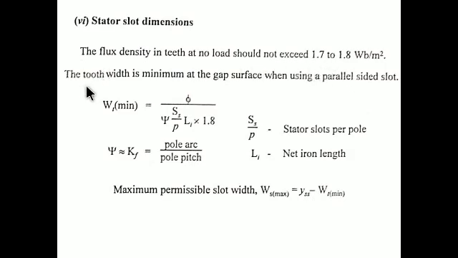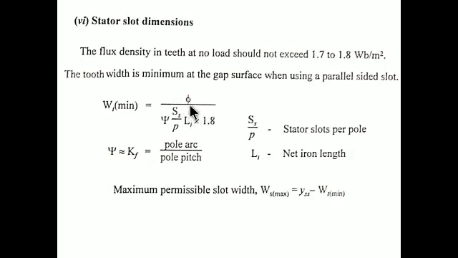Then with this consideration, the minimum tooth width is at the gap surface when we use a parallel side slot. The equation for finding the minimum tooth width is Wt minimum equal to phi divided by psi of Ss divided by P into Li into 1.8.